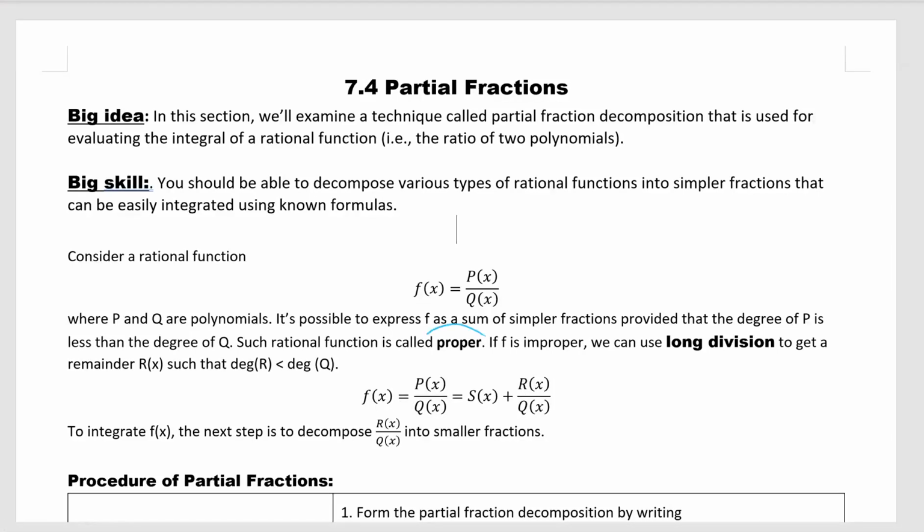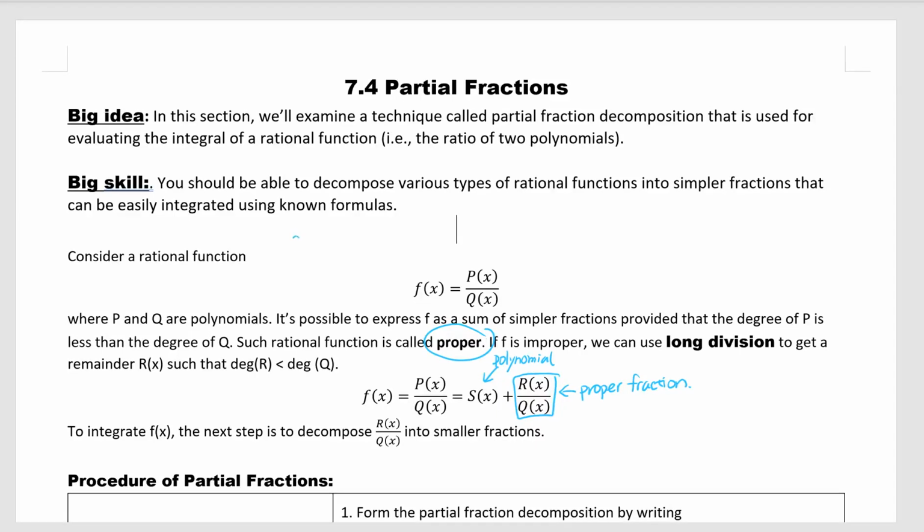Okay, so if it's improper, we can use long division to get a remainder such that the degree of the remainder is less than the degree of the denominator. Okay, so this is long division, and you can see now s of x, this is a polynomial, and we know how to integrate a polynomial. And then the remainder over the divisor, this is a proper fraction.